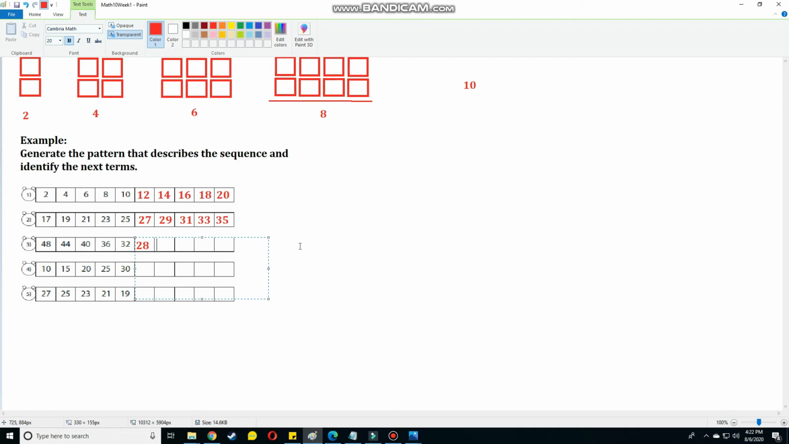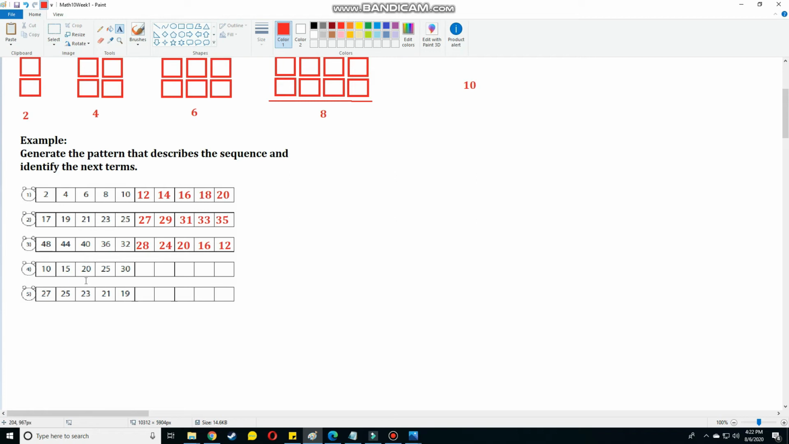And then 28 minus 4, that would be 24. Minus 4, that would be 20. Minus 4, that would be 16. Minus 4, that would be 12. And then the next one, we have sequence number 4.